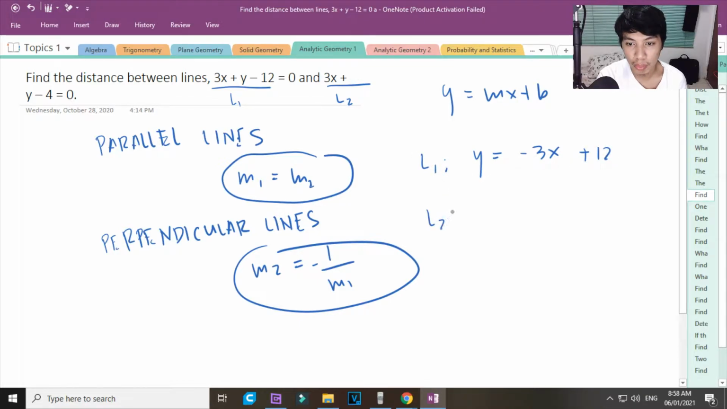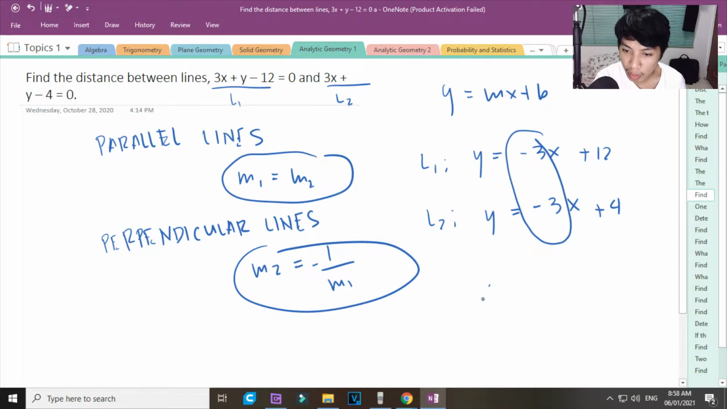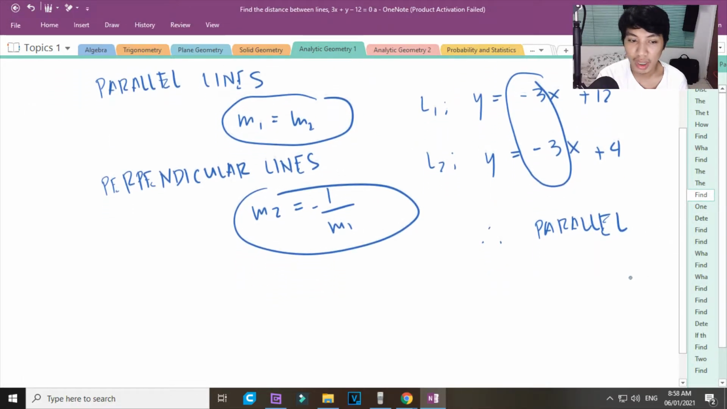L2, y is equal to negative 3x plus 4. Ngayon, tignan nyo yung kanilang slopes. Di ba equal? Therefore, they are parallel. E ang hinahanap, the distance between lines. Di ba meron tayong formula for distance between parallel lines?